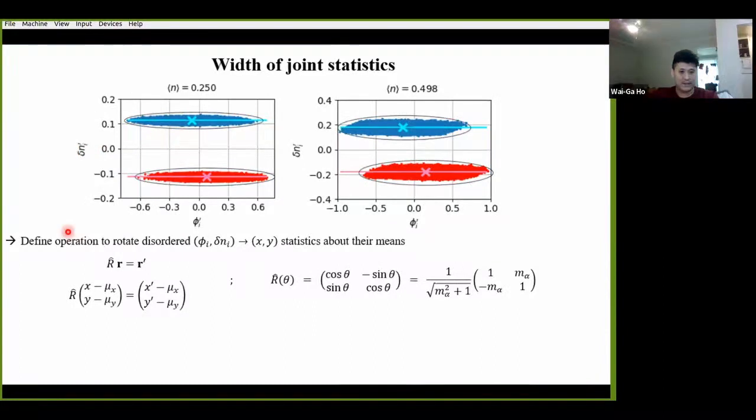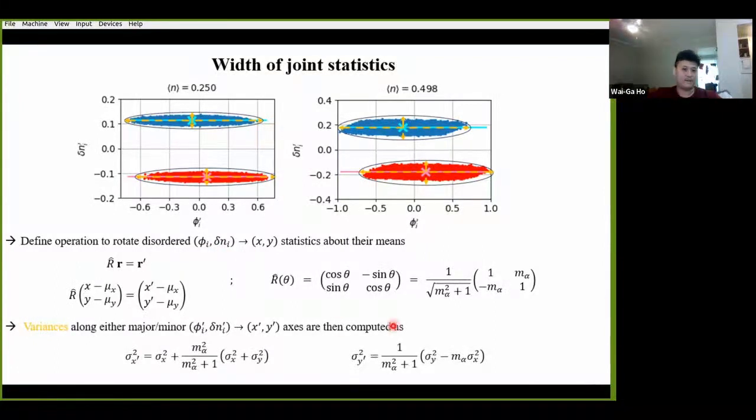So I'll spare you guys all the algebra and just jump to the final result. So these are the variances along either primed axes. x prime would correspond to the phi prime axis, and then y prime would correspond to the delta n prime axis. Just to be clear.